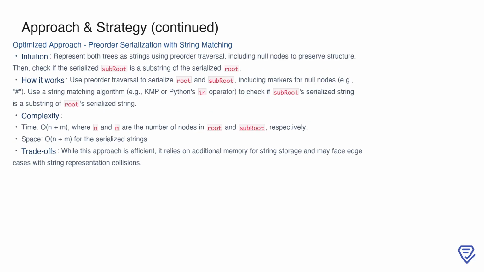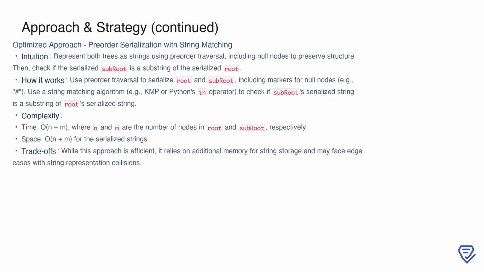An optimized alternative to the brute force method is to use a serialization approach combined with string matching. The intuition here is to represent both trees as serialized strings using pre-order traversal, including markers for null nodes to preserve their structural integrity.